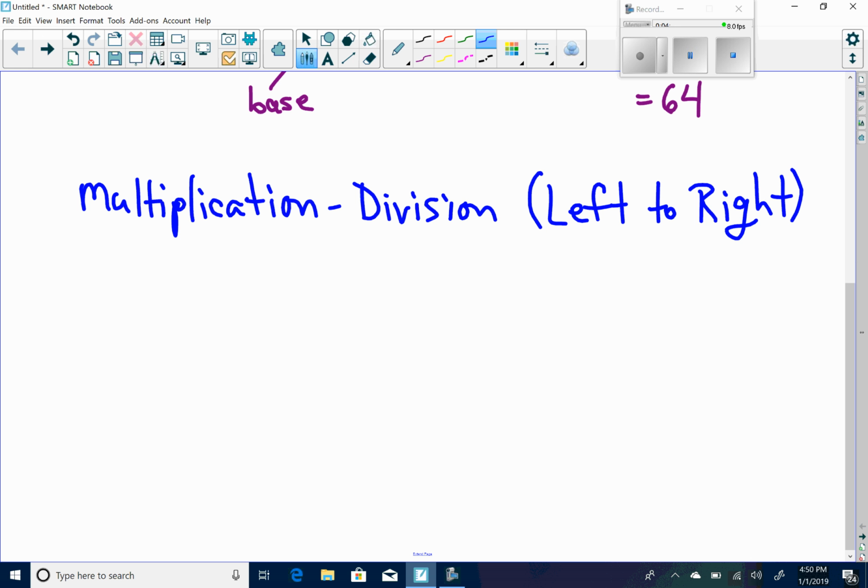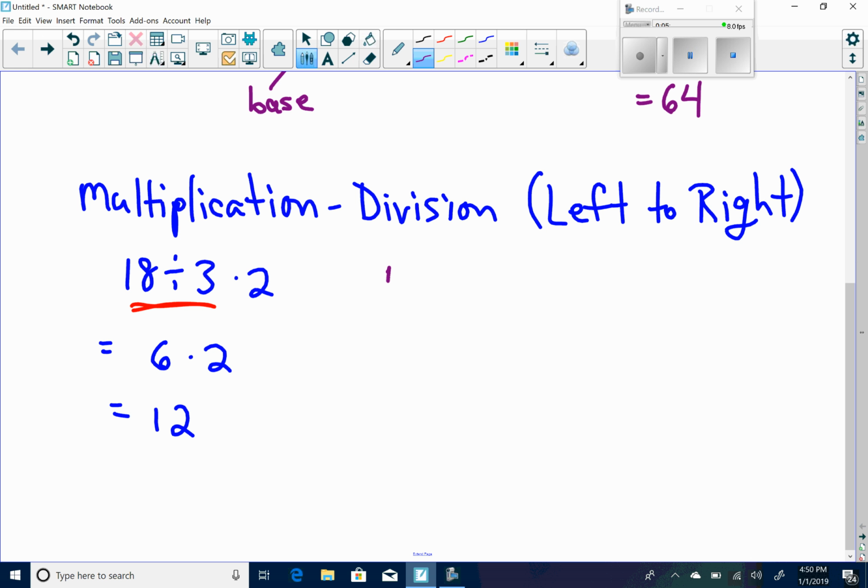So let's say we have 18 divided by 3 times 2. I always want to address this left to right. The first operation I come across is 18 divided by 3, which will give us 6 times 2, and then 6 times 2 will give us 12.